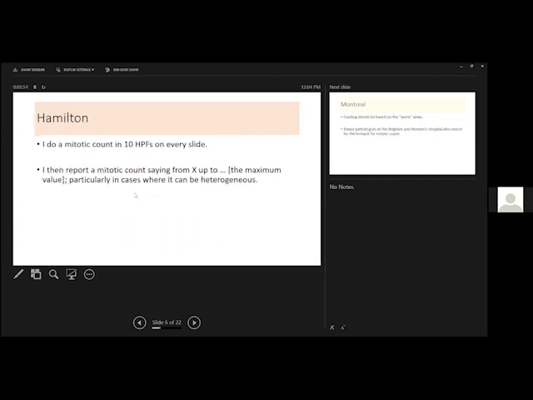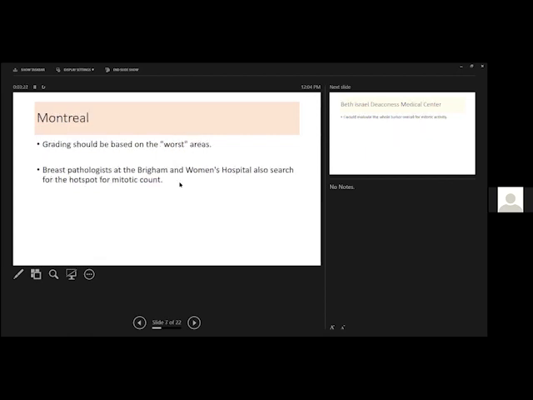From Hamilton, I do a mitotic count in 10 high power fields on every slide. I then report a mitotic count saying from this number up to a maximum value, particularly in cases where it can be heterogeneous. So not a single average number, but on every slide, and then give an average number. From Montreal, one of the pathologists said grading should be based on the worst area, meaning hotspot, and mentioned that at Brigham and Women's Hospital they also do that.